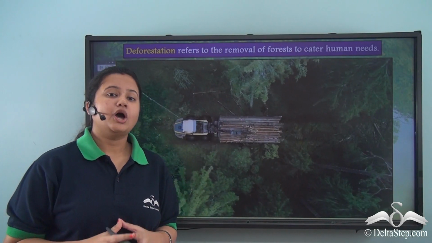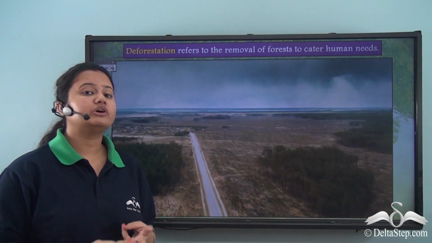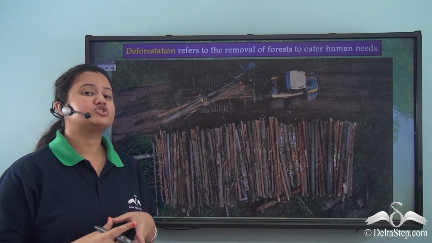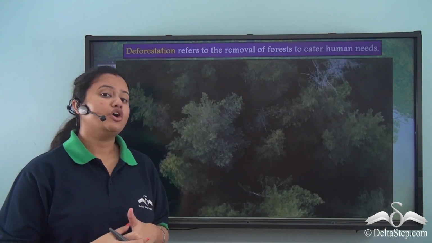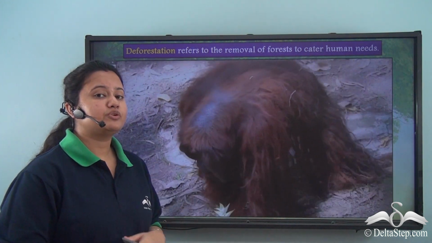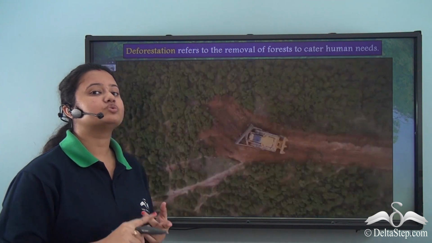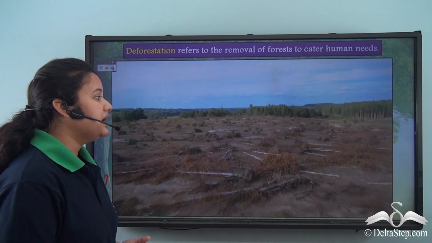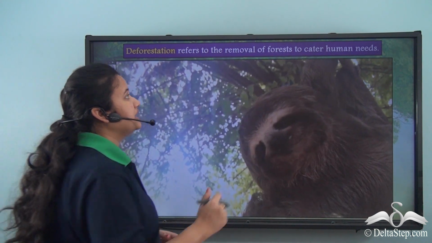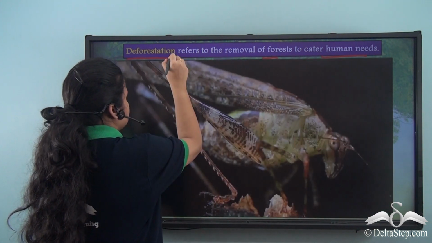Well, we know that plants provide us with many valuable products like timber, paper, fuelwood, etc. In order to meet the requirements for these items, human beings cut down trees and destroy forests. Forests are also being cleared in order to provide space for agriculture and for building infrastructure like buildings, roads, railways, etc. Now, this indiscriminate act of cutting down trees in order to cater to human needs is known as deforestation.